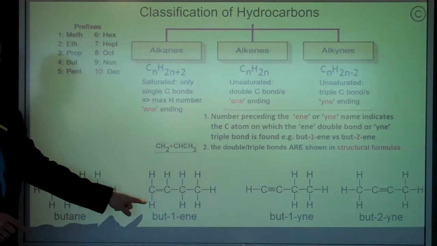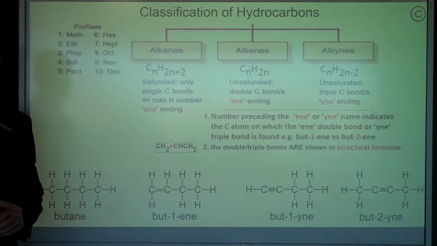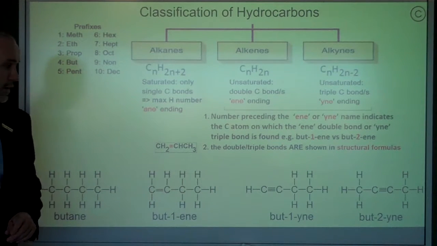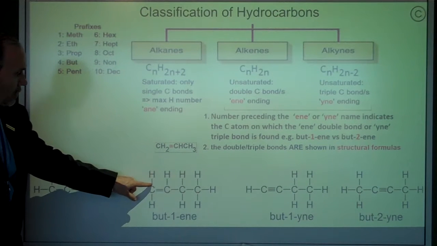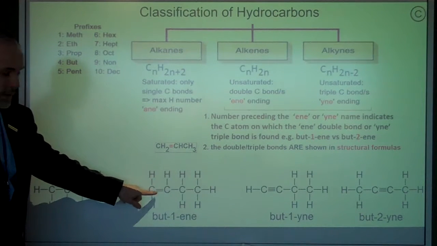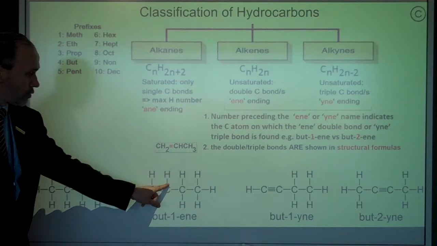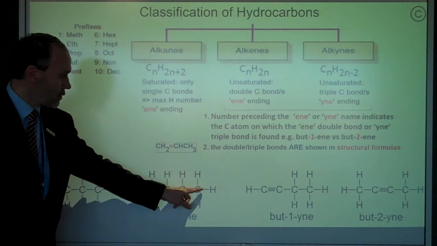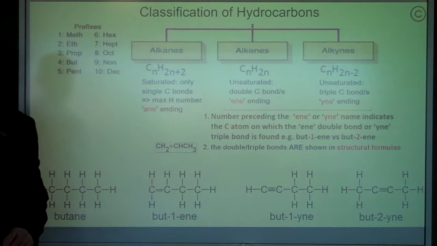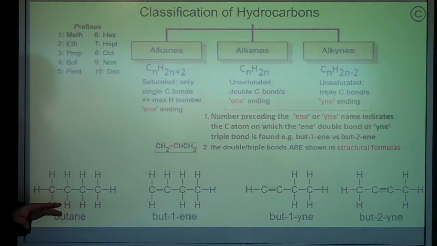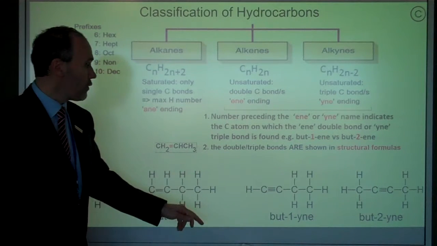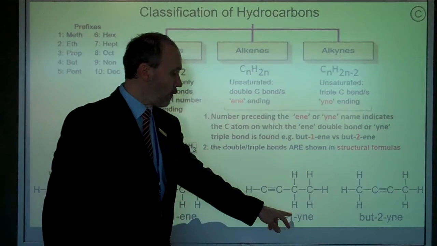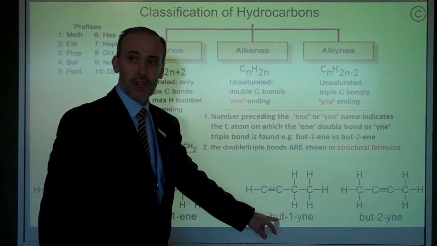And is that a valid structural diagram? How many electrons do all carbons share? 4. So let's count them. That carbon is sharing 1, 2, 3, 4. This carbon is sharing 1, 2, 3, 4. Carbon 1, 2, 3, 4. Carbon 1, 2, 3, 4. And each hydrogen only shares 1. A valid structural diagram. Now, here we have but-1-yne. The yne meaning there's a triple bond on the first carbon of a 4 carbon chain.